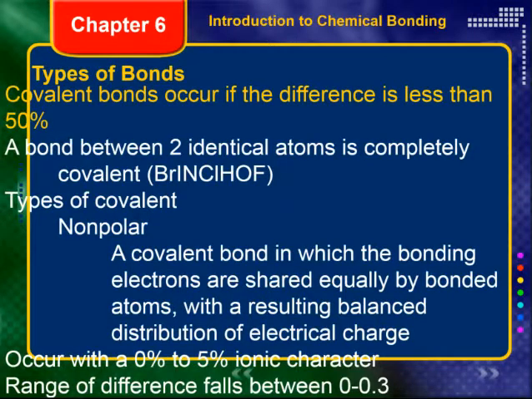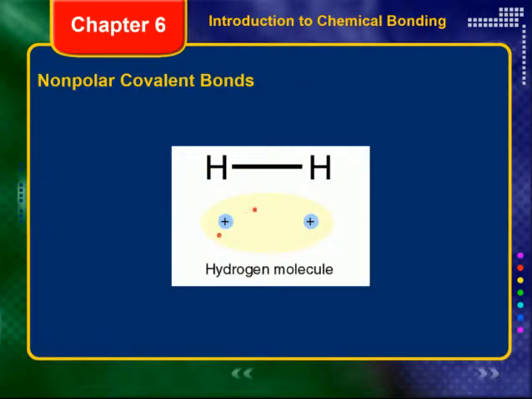Now, we can know that we're dealing with a nonpolar covalent bond if we calculate an electronegativity difference that is between 0 and 0.3. If we see that the electronegativity difference is small in this range, we will conclude that it is a nonpolar covalent bond, and we will also conclude that this bond shows anywhere from 0 to 5% ionic character. Let's take a look at another animation.